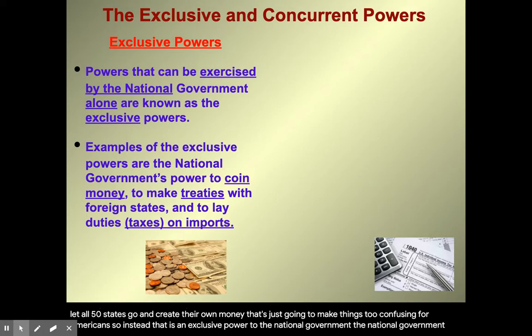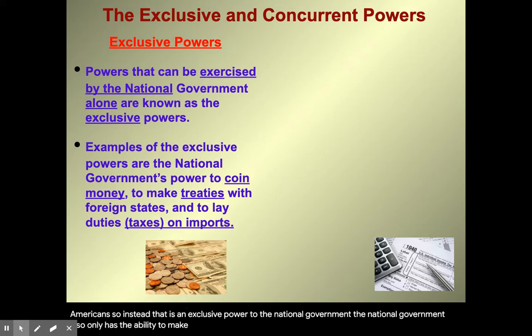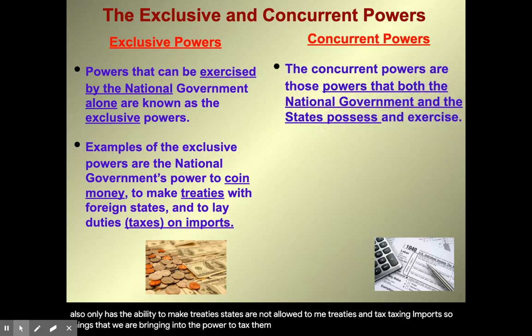The national government also only has the ability to make treaties. States are not allowed to make treaties, and taxing imports. So things that we are bringing into our country, the national government has the power to tax them.